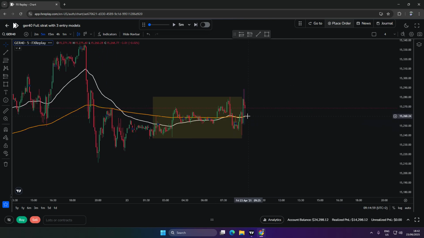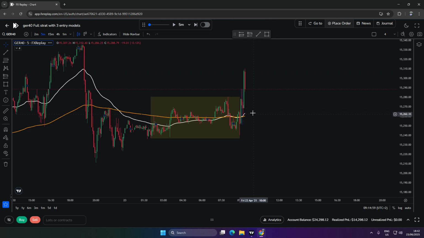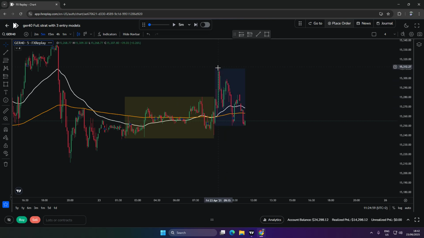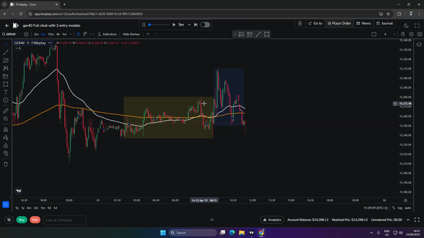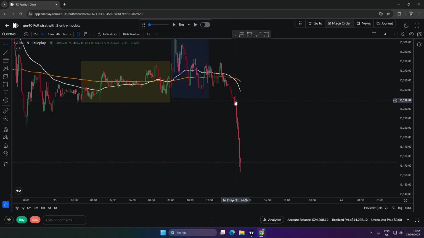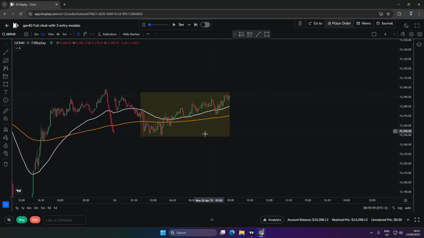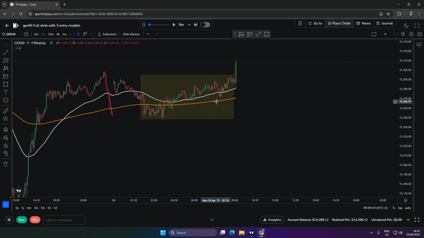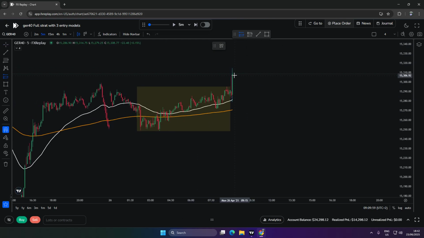So you could look at an entry model 3 because here it goes out. So you could look at it, but most of the time this is just choppy. It breaks out and it comes back inside of the range. It will go a little bit more in the range and then it has a final breakout, but this is a breakout at 2. So then we are already out of the market. So this I always avoid. So this is a nice entry.